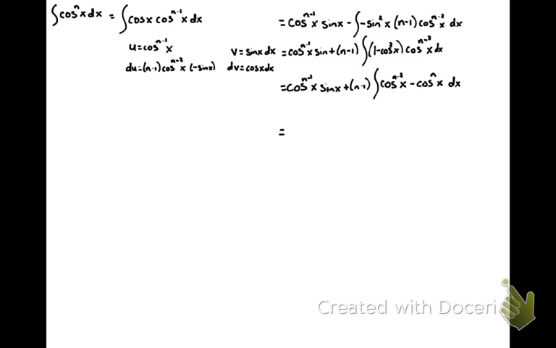So rewriting the whole thing, I've got the cosine of n minus 1 to the x times the sine of x plus n minus 1 times the integral of cosine n minus 2 to the x, and this is minus n minus 1 of the integral of cosine to the nth power of x dx.